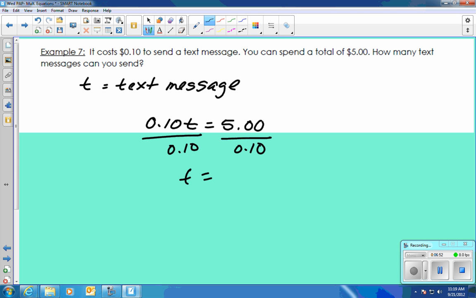So 5 divided by 0.10 is going to be 50. So you could send 50 text messages. And of course, if you needed to show a little bit more work than that, you could go over to the side and do that.